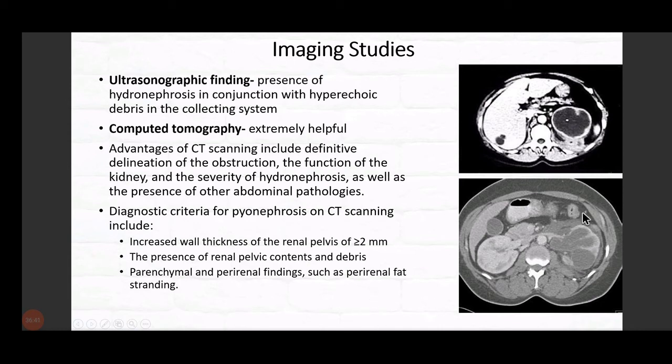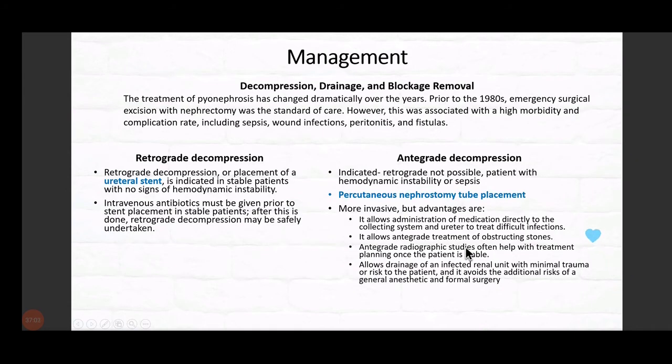Now here this is a normal kidney. This particular kidney has been turned into a bag of pus. And here if you see, there is a hydronephrosis, and perhaps there is a loss of demarcation of the kidney in this particular region. That is, perinephric fat stranding has happened. Management of this particular pyelonephrosis is what we have discussed.